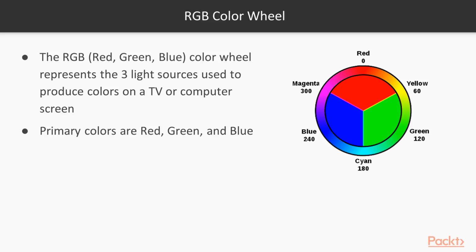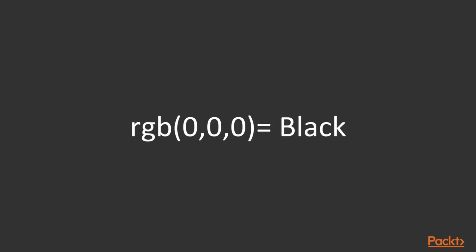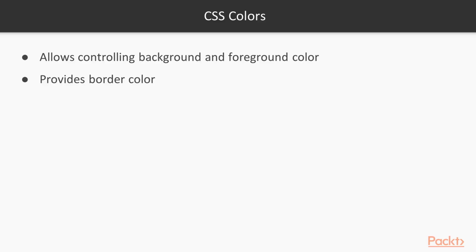And by controlling how much red, green, and blue is filtered through, that is the color of light that is produced. So by producing full on all red, green, and blue, you produce a white color. And by producing none of red, green, or blue, you produce a black color. CSS allows you to control a background color and a foreground color. And as we've talked about through the box model, it also lets you provide a border color.